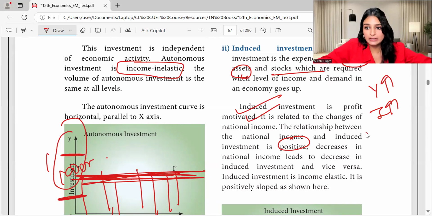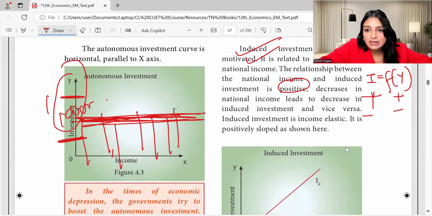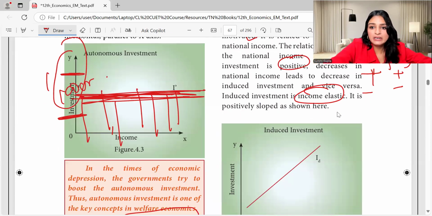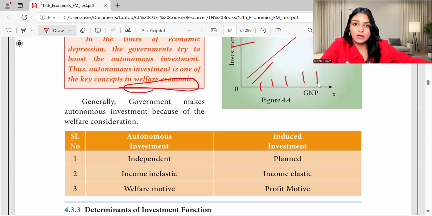ये रिलेशनशिप डायरेक्ट है. तो अगर मैं इन्वेस्टमेंट बोलूं एज अ फंक्शन ऑफ नेशनल इनकम, तो ये डायरेक्ट एंड पॉजिटिव रिलेशनशिप है. ये अगर पॉजिटिव है, ये पॉजिटिव है, ये नेगेटिव है, ये नेगेटिव है. दैट मीन्स इट्स अ डायरेक्ट रिलेशनशिप. ओके. एंड इंड्यूस्ड इन्वेस्टमेंट इज इनकम इलास्टिक. इनकम अगर इंक्रीज होगी, इन्वेस्टमेंट भी इंक्रीज होगी. दैट्स अपवर्ड स्लोपिंग कर्व.